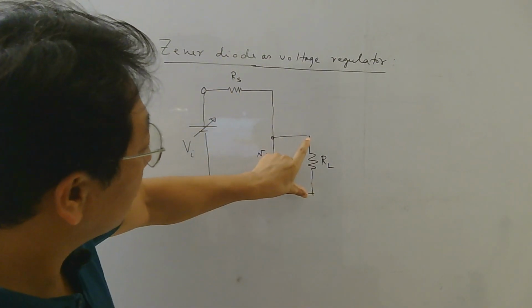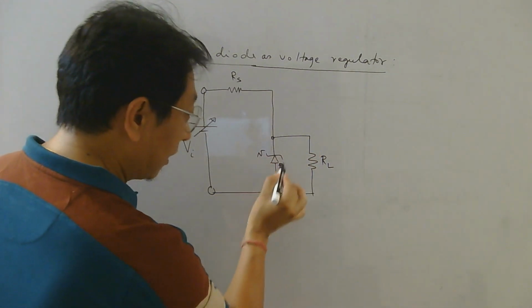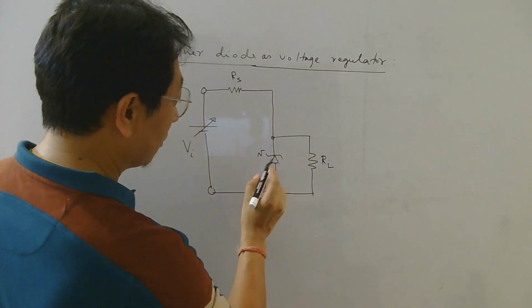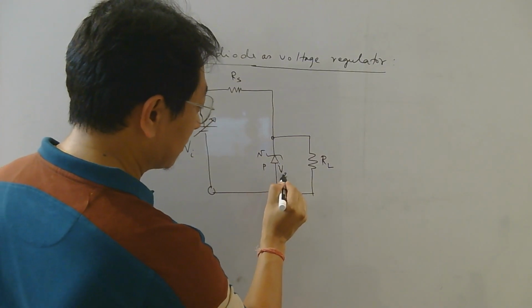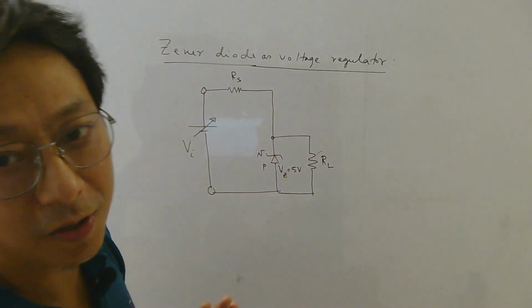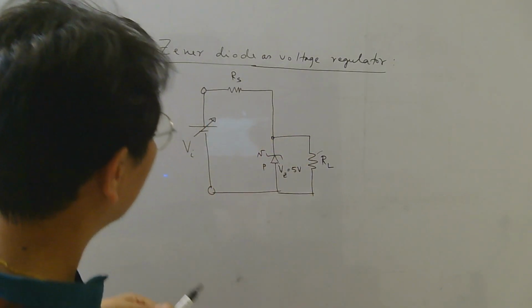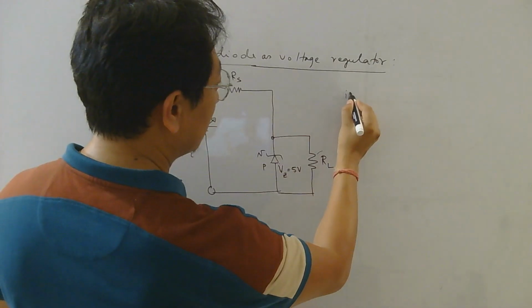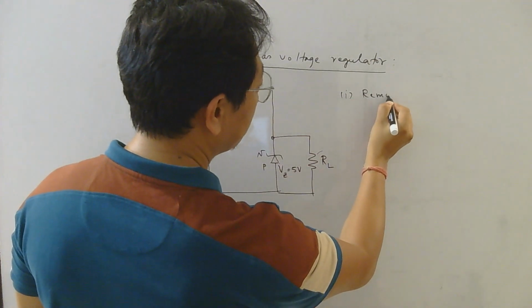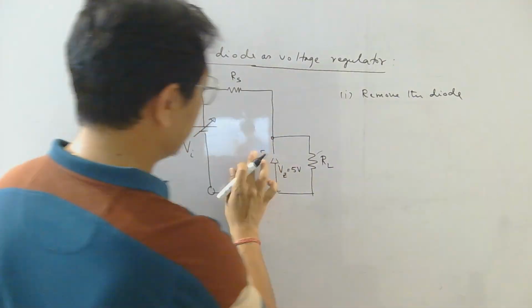Now, if you want the voltage here to be constant at 5 volt, then you have to get a Zener diode whose Zener voltage is exactly 5 volt. Now, how do we make sure that the voltage here remains constant? Well, the first thing is you remove the diode. So you remove the diode.